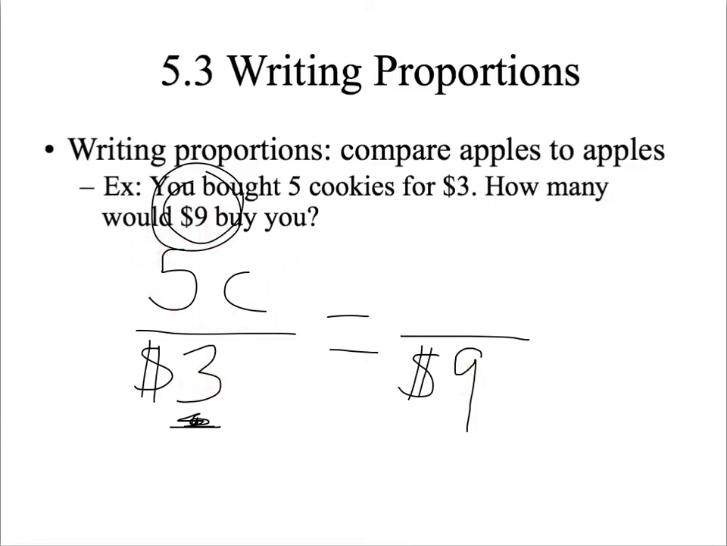So apples to apples is $3 to $9. 5 cookies is to X number of cookies, or we can just say C, obviously, as well. So that is how I'd write a proportion there. 5 cookies on the top to $3. C cookies that we don't know to $9. Again, matching up apples to apples.